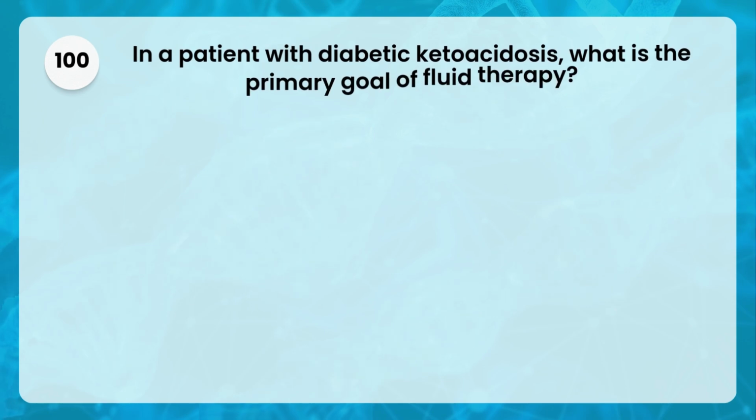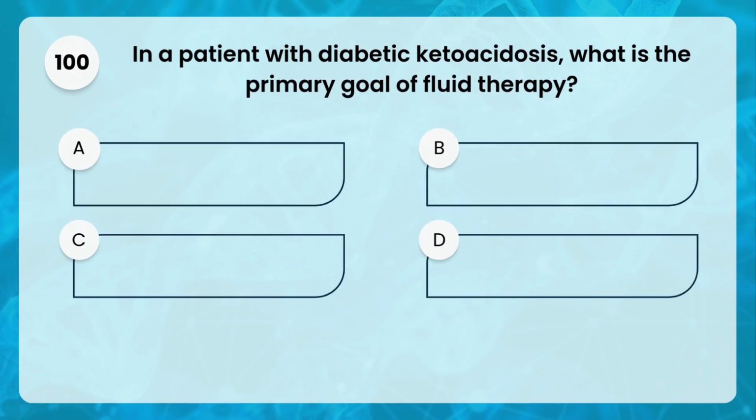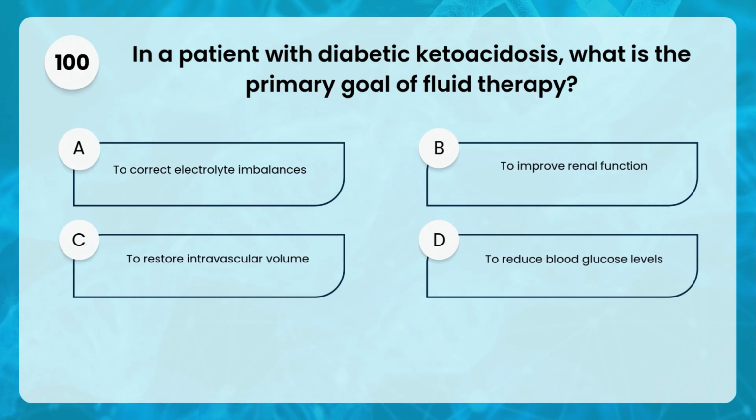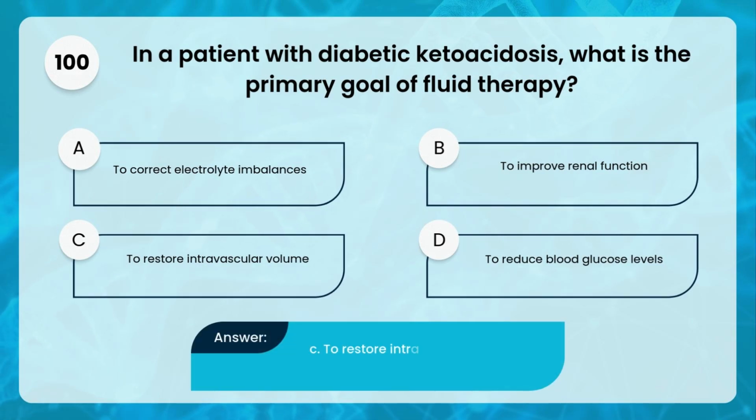100. In a patient with diabetic ketoacidosis, what is the primary goal of fluid therapy? A. To correct electrolyte imbalances. B. To improve renal function. C. To restore intravascular volume. Or D. To reduce blood glucose levels. The answer is C. To restore intravascular volume.